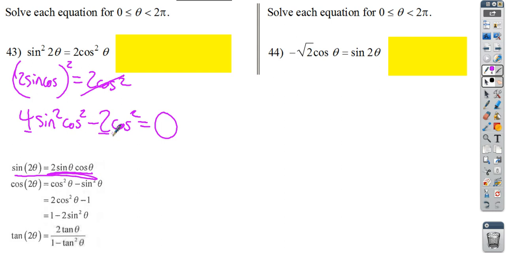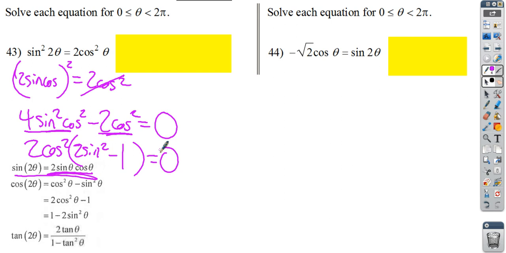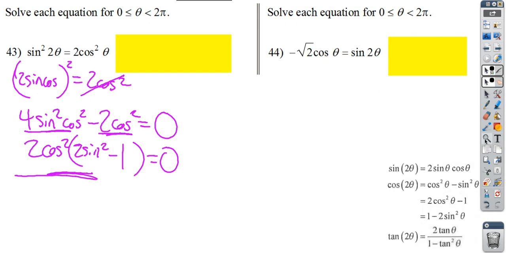So what's the greatest common factor for 4 and 2? That would be 2. How about for the trig functions? They both have a cos squared. So if we pull a 2 cos squared from that first one, we would get 2 sine squared. If we pull a 2 cos squared from that one, we just get 1. So now we need to move this over for a sec. Oops. That's not what we wanted to do, so I'm just going to move this to the other side.